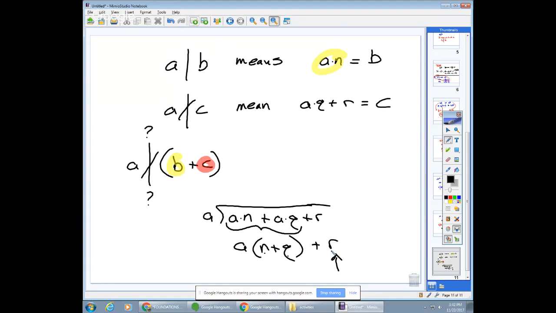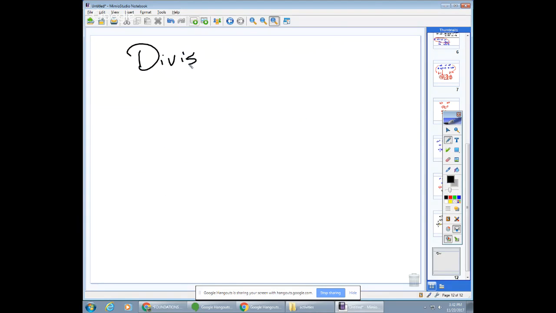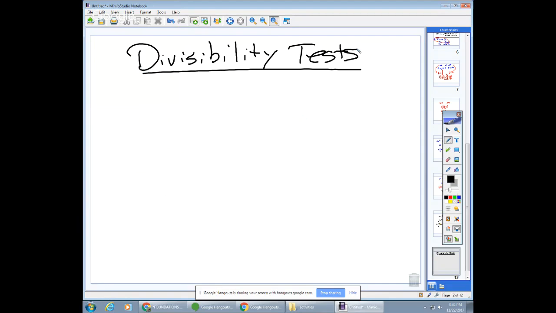All right, so there's a few more rules, but they're not as exciting as the stuff we're about to do. Next, we're going to talk about divisibility tests. So what a test is trying to see is if it divides without actually dividing. So we're checking divisibility without actually doing division.